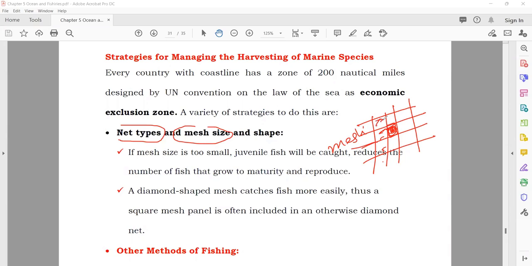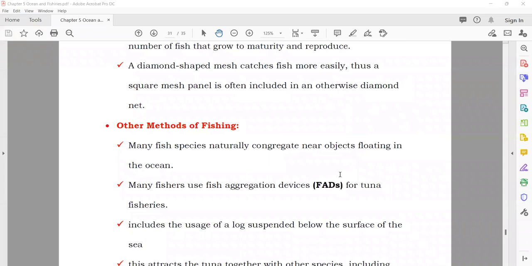If this size is smaller, it will catch even the small fish, even their babies. So what will you do with those babies? You cannot eat them. But when you take them out, they will die outside. So they are saying that this mesh size should be bigger, so the small fish cannot be caught. Only big fish can be caught. So that is the other thing you should do. And there are different shapes, like diamond shape and other things.